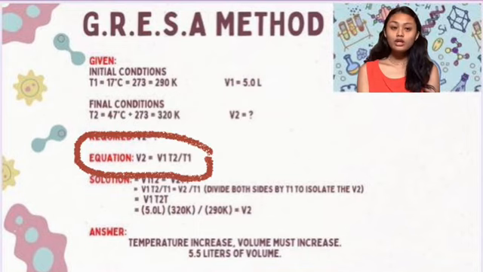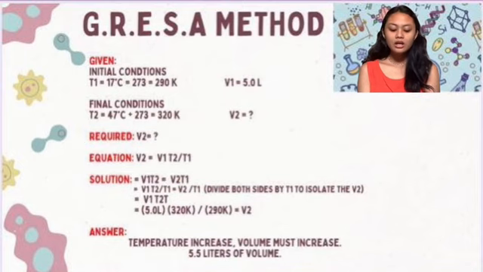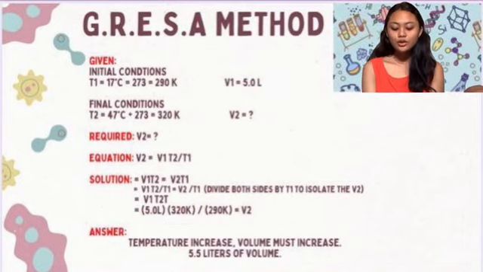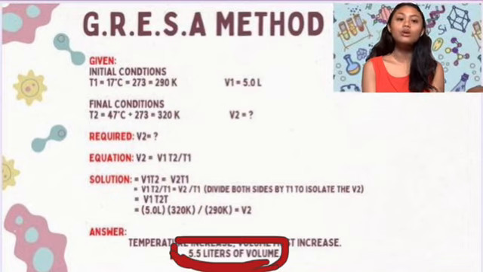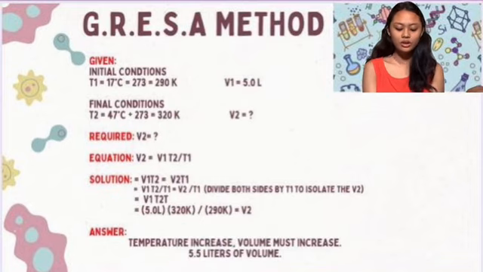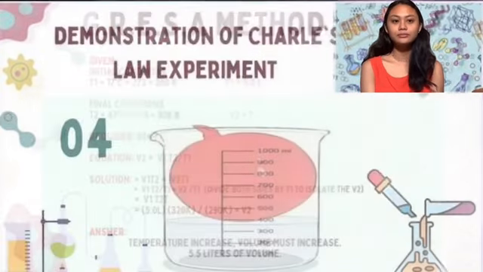The equation is V2 equals V1 times T2 over T1. The solution is substituting the given values in the right places, which becomes 5.0 liters times 320 Kelvin divided by 290 Kelvin. You just need to solve this and you will get the answer of 5.5 liters of volume, which indicates that when the temperature increases, the volume must increase.